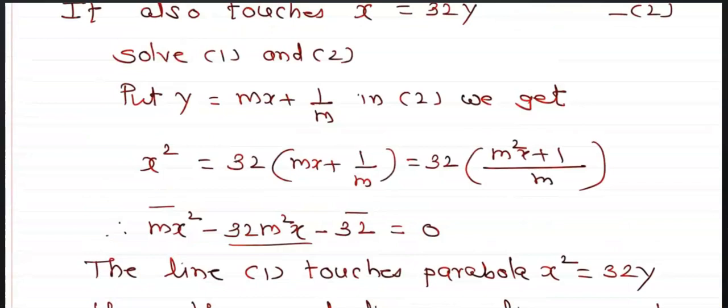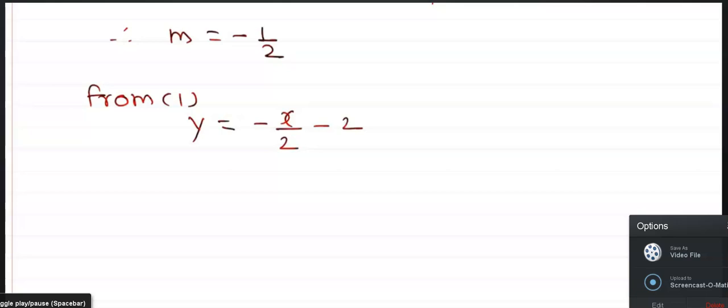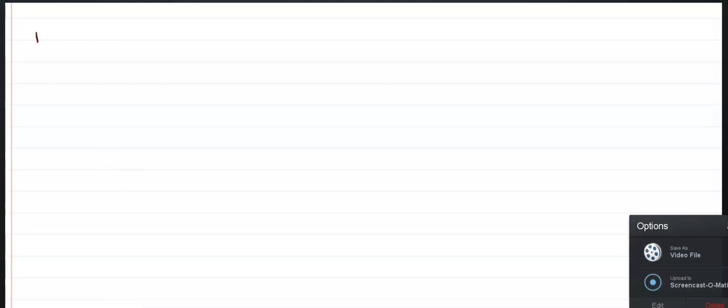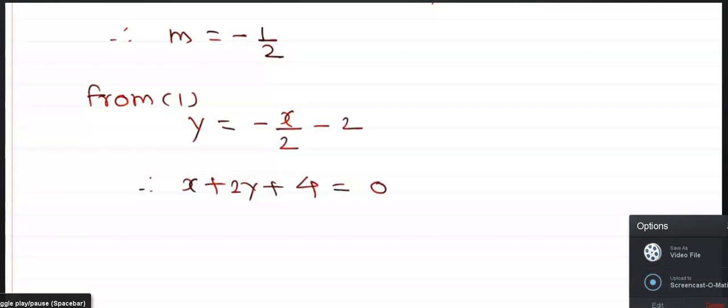Therefore, put the value m equals minus 1 upon 2. Therefore, you will get y equals minus x upon 2 minus 2. If we simplify this, this is the last equation, that is x plus 2y plus 4 equals 0.